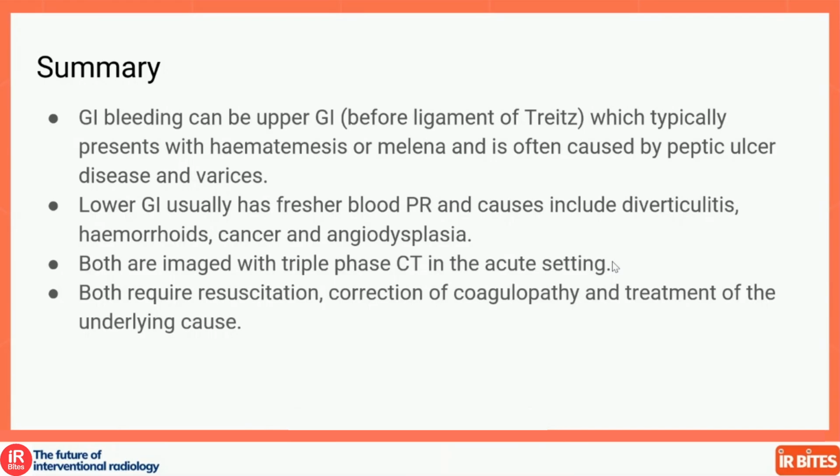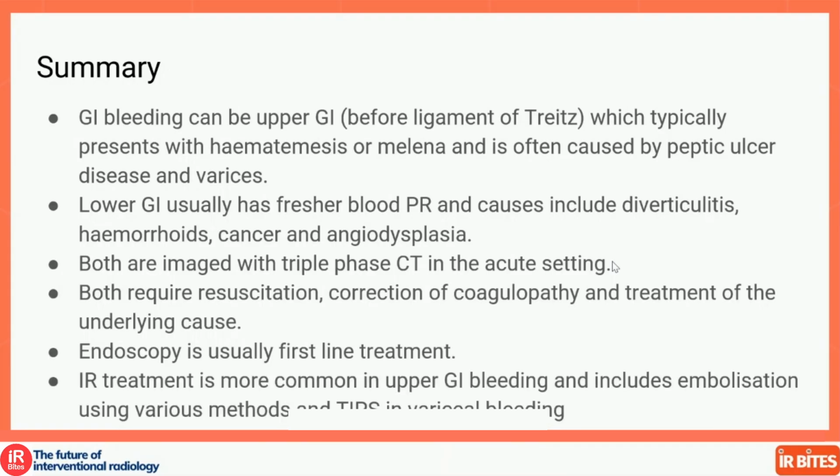Both require resuscitation, correction of coagulopathy, and treatment of the underlying cause. Both of them have endoscopy usually as the first line treatment. IR treatment is probably more common in upper GI bleeding and includes embolization using various methods, and for variceal bleeding, TIPS, and some more things that are often a bit rarer.